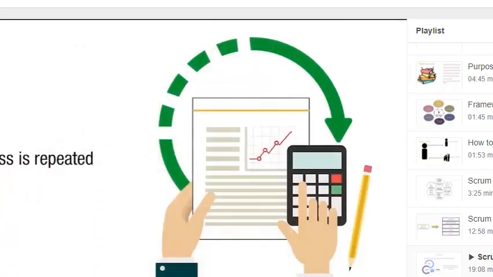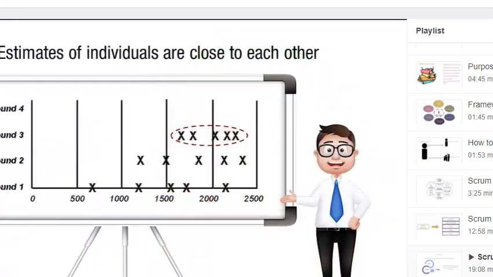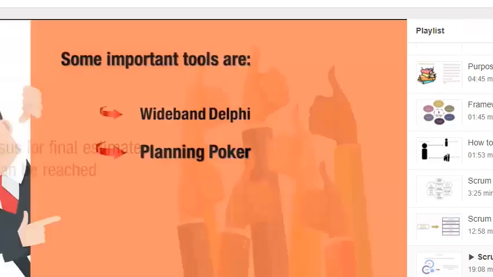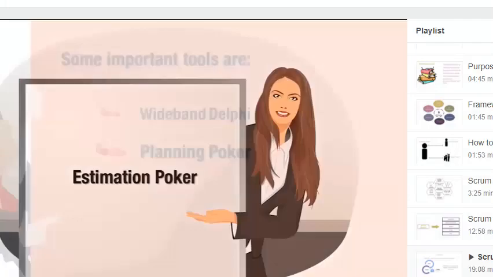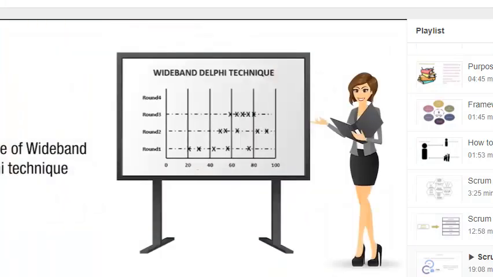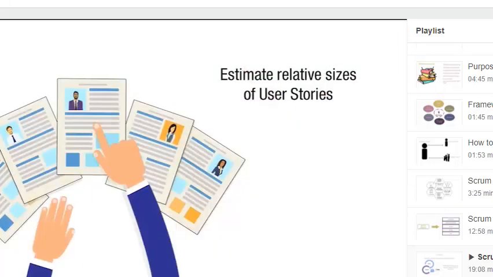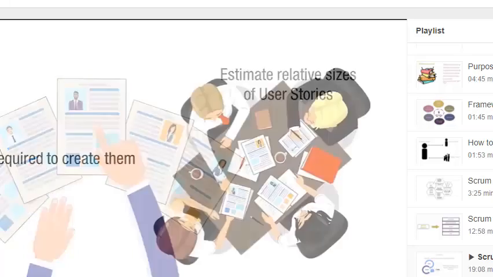This process is repeated until the estimates of individuals are close to each other and a consensus for the final estimates can be reached. The second technique is planning poker. It is also called estimation poker. It is a derivative of the wideband Delphi technique. This is an estimation technique which uses consensus to estimate relative sizes of user stories or the effort required to create them.